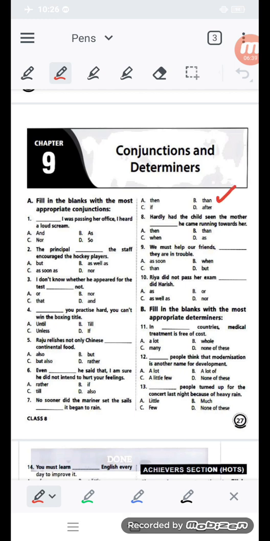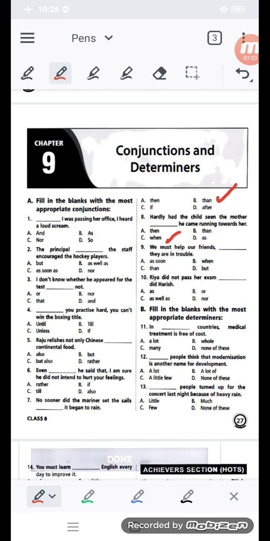Here this option is given in option B. No sooner than, THAN. Hardly had the child seen the mother. Hardly is combined with when, WHEN. So when is the answer? Hardly had the child seen the mother when he came running towards her.